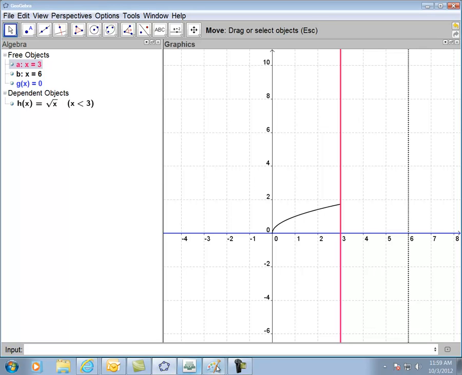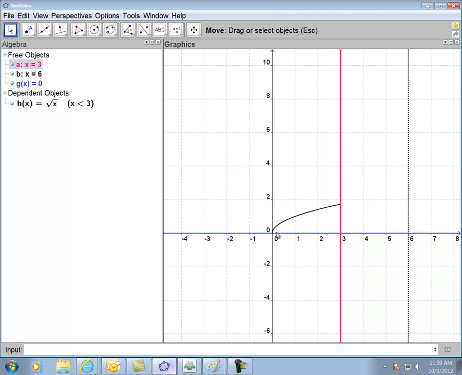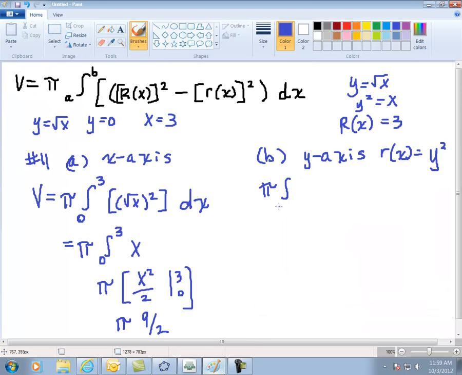Okay, so now knowing those things, I can plug into this formula. I get pi integrated. Now I need to figure out what I need to integrate from. I'm not going along the x-axis, so it's no longer 0 to 3. I'm going along the y-axis, so it's 0 to this. Well, we know at x equals 3, this is actually square root 3. So that's what I'm integrating for. So 0 to square root 3.